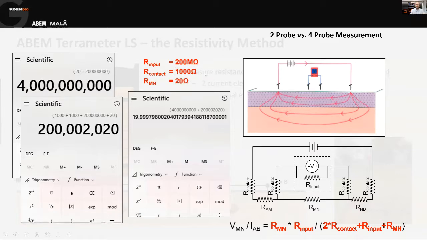So what we can do is always work to reduce the contact resistances. And again, that's something we're going to talk about when we talk about the QA, the quality assessment of our data. How can we ensure we're collecting good data, give ourselves the best chance of coming back to the office with a usable data set?